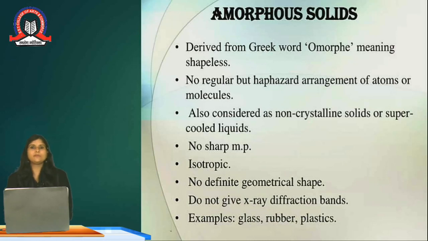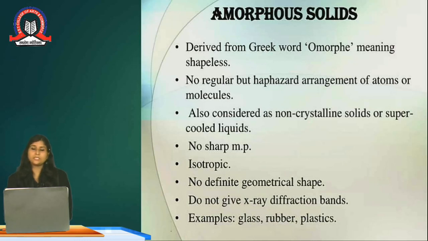They do not give X-ray diffraction bands. As there is no particular arrangement of atoms or molecules, obviously on diffraction of X-ray no such bands can be seen, because no such diffraction takes place in amorphous solid. Examples: glass, rubber, plastic. These are solids which are non-crystalline. They don't form crystal solids.